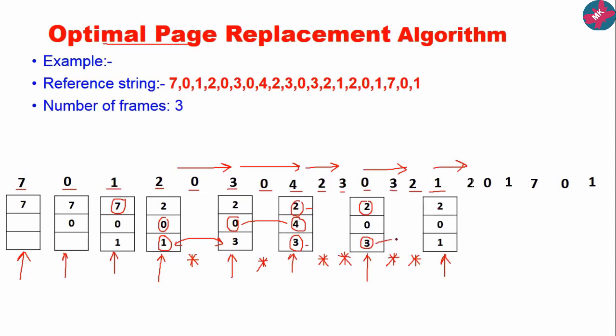Now consider next 2 is there in main memory. So this is page hit. Then this is again present. So this is page hit. Then 1 is there. Again this is present. So this is page hit. Then next consider 7. So again I will look forward here. So 0 will be required in future, 1 will be required. So I'll replace the 2 with 7, isn't it? So 2 is going to be replaced with 7. So this is page fault.